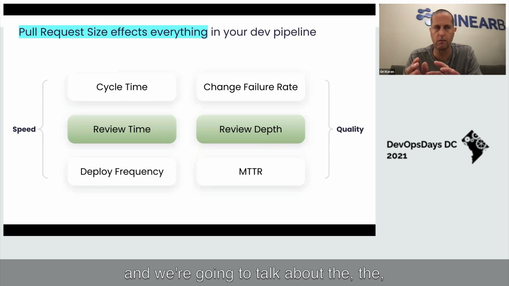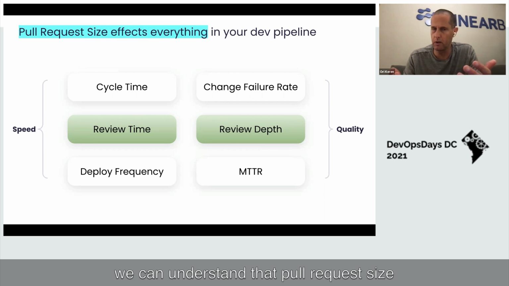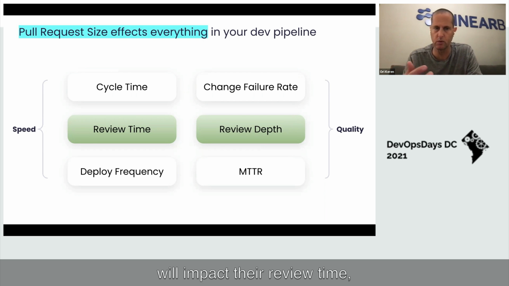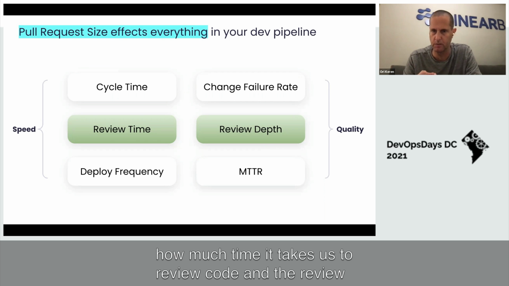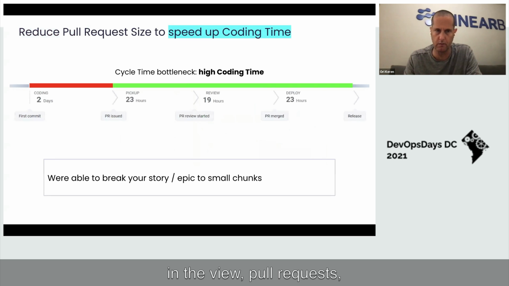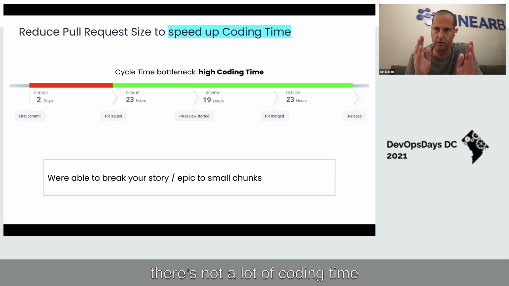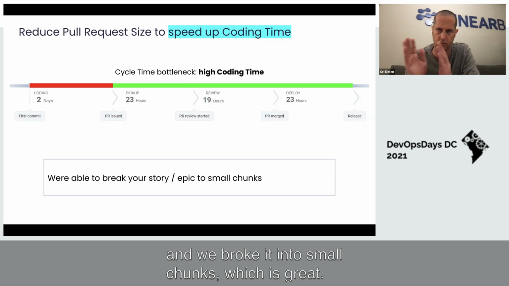We're going to talk about the impact it has on the DORA metrics, but really quickly, we can understand that pull request size will impact the review time, how much time it takes us to review code, and the review depth, basically how much coverage we had in the review. Small pull requests will improve everything around our cycle time. First of all, it will improve our coding time, because if it's small, there's not a lot of coding time. We broke it into small chunks, which is great.